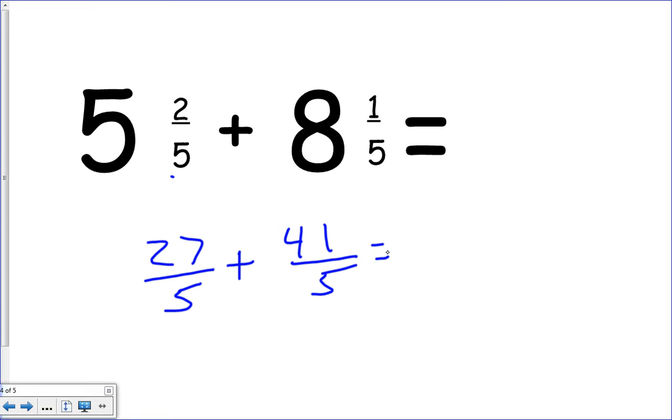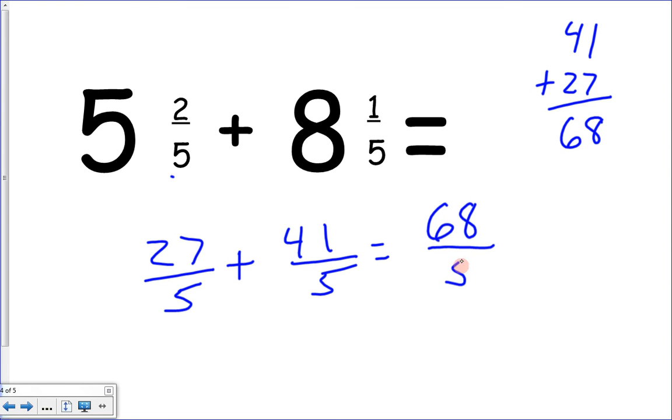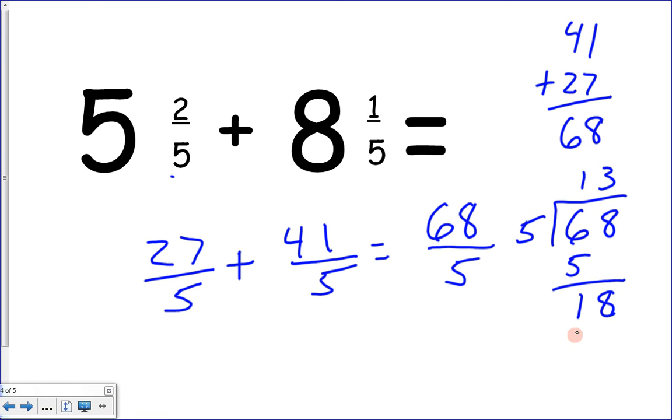Let me show all the work here for you. 41 plus 27, 68. So we end up with 68/5. 68 divided by 5. 1, 5, 18. Bring down. That goes in 3 times. 15. So I'll have a remainder of 3.